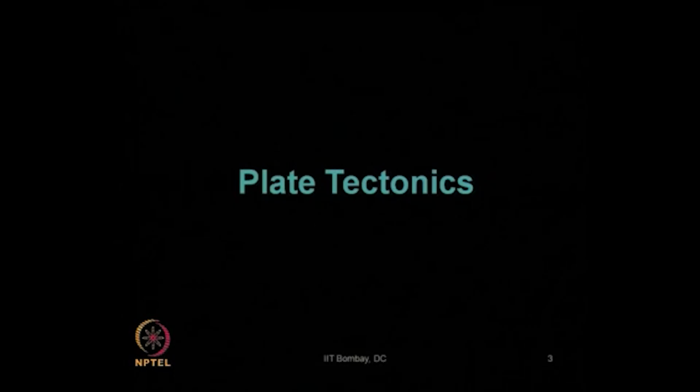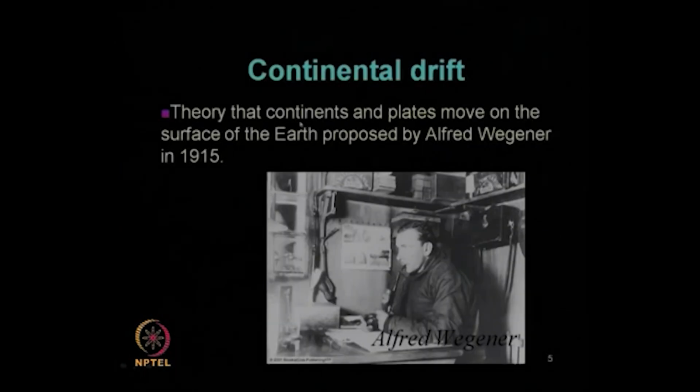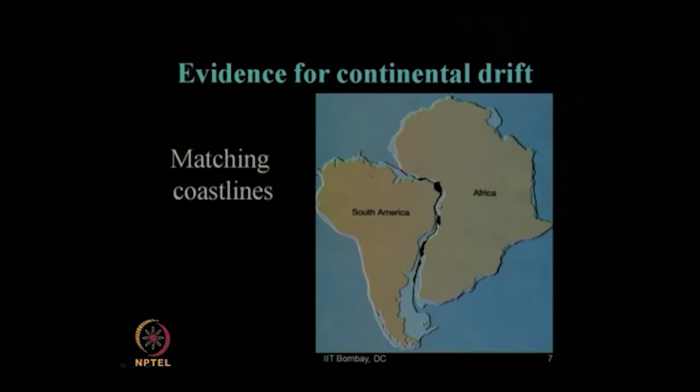We discussed the plate tectonics theory, we talked about various layers of the earth, followed by the continental drift theory, which was proposed by seismologist Alfred Wegener. The evidence for that continental drift theory we have seen through matching the coastlines, matching mountains, matching rock types and rock edges, matching the glacier deposits and matching fossils. So, this was the example of matching the coastlines.